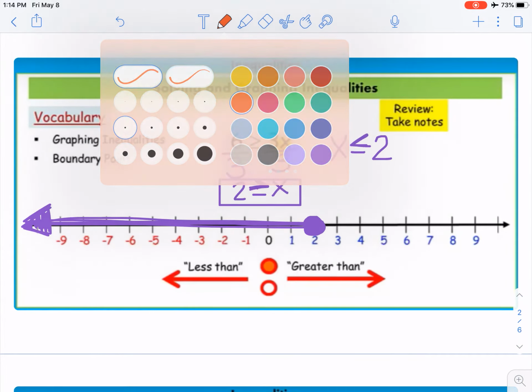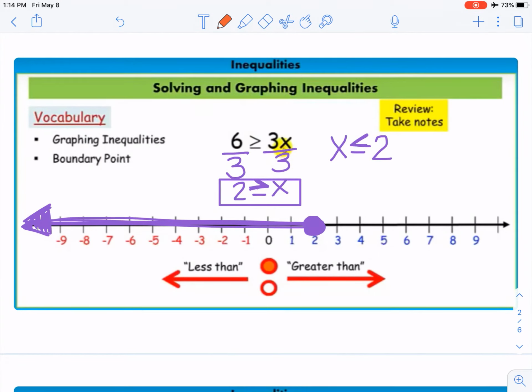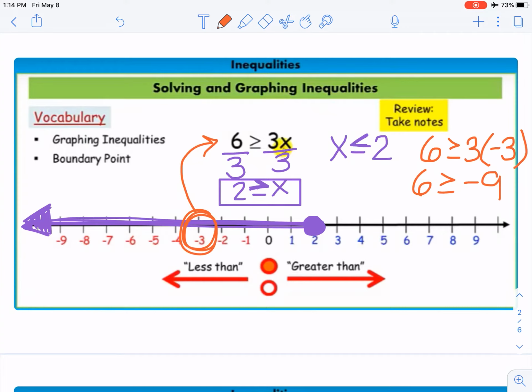Lastly, I'm going to do my check. So I need to pick a number somewhere in my shading. Let's say, I don't know, negative 3. It doesn't really matter. It's totally up to you. And I'm going to plug it back in to my original inequality. So 6 is greater than or equal to 3 times a negative 3. 6 is greater than or equal to a negative 9. So I have to say to myself, is 6 bigger than negative 9? Positive 6? Yes, it is. So I've shaded in the right direction, and everything's all set.